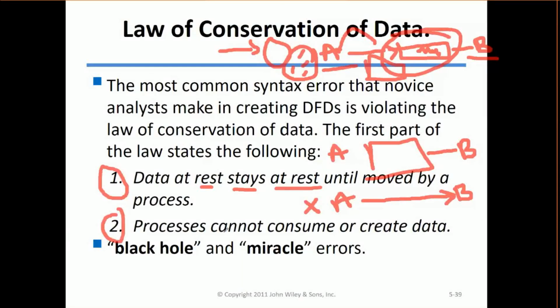Second rule, you should memorize this one: a process cannot consume or create data. Let's suppose this is a process P. It doesn't have any input and it gives output. Process P creates output, let's suppose output X, without having any input. This would be a miracle, right?